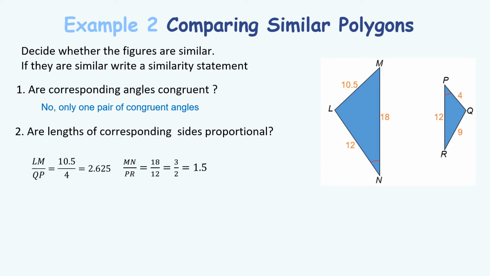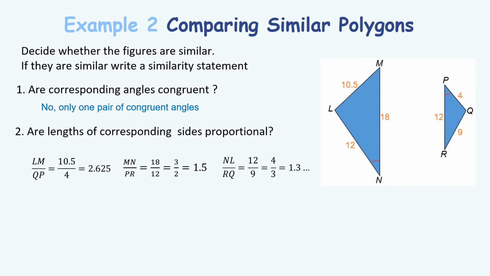So I also notice that side MN corresponds to side PR. The length of segment MN is 18 units and PR is 12. So we get the ratio 18 over 12. If you simplify it and reduce it to lowest terms, it will be 3/2. And as a decimal, we get 1.5. That is different from the previous value that we got.